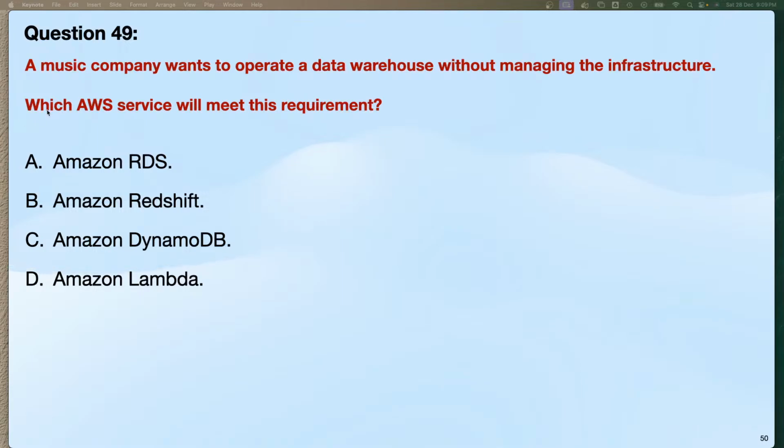Amazon RDS is not a data warehouse, it is a relational database, right, for OLTP use cases. DynamoDB is a NoSQL database, not meant for data warehouse. Lambda is a serverless compute service, not for database. So Amazon Redshift is the Amazon data warehouse service. So remember, the answer is B here.